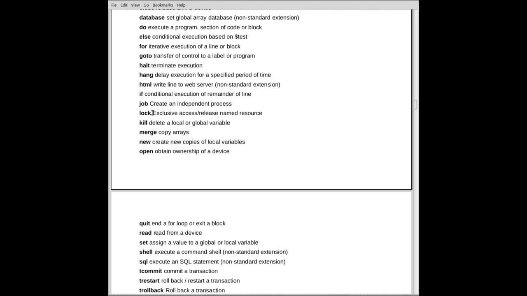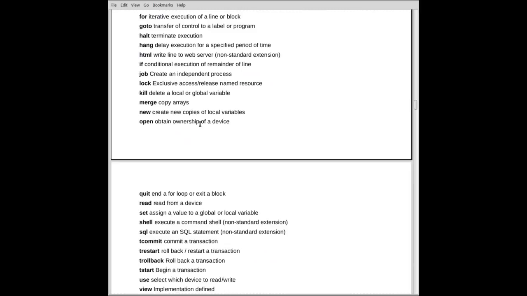Lock is used to control access to the database. It doesn't actually forbid access. It just posts that some things you shouldn't do. We'll see the lock. It's kind of not all that important nowadays if you're using a relational database to store your globals. Kill deletes a local or global variable or tree or a subtree. Merge copies two arrays, merges two arrays into one or a third. New creates new copies of local variables.